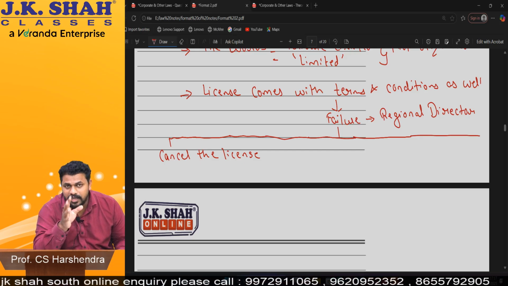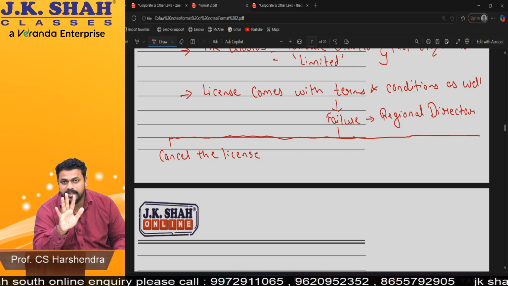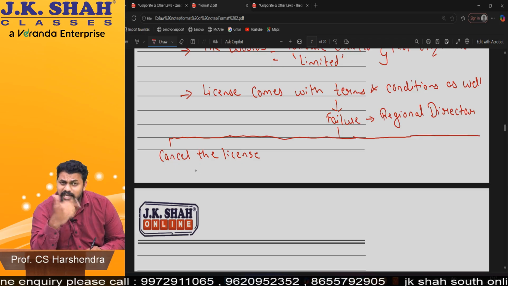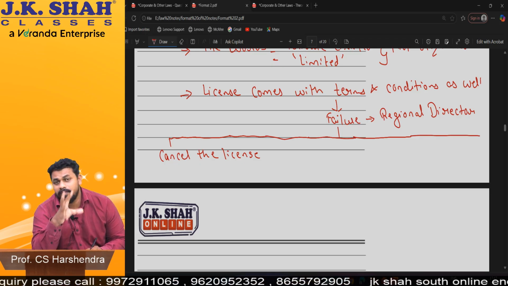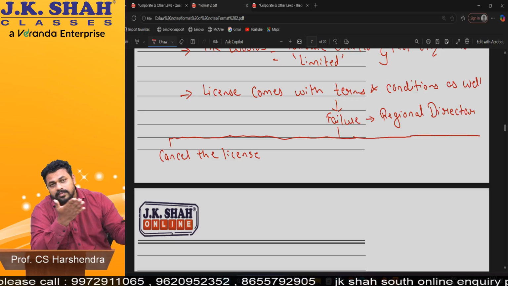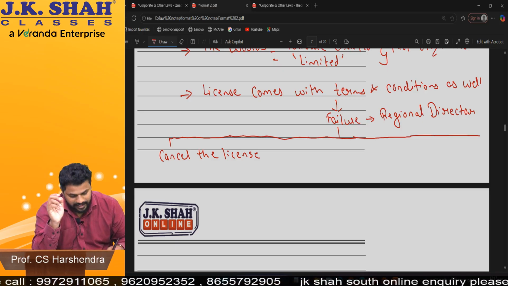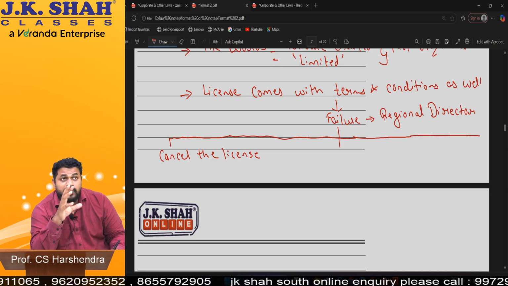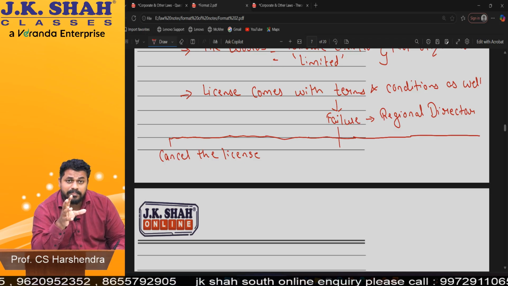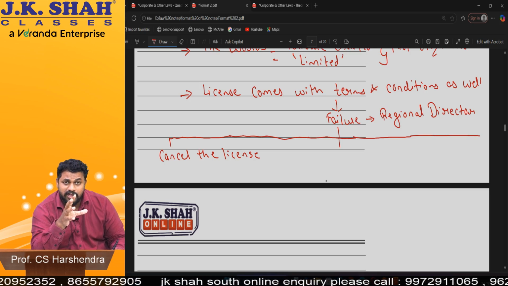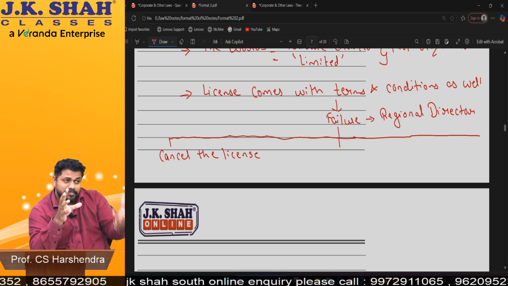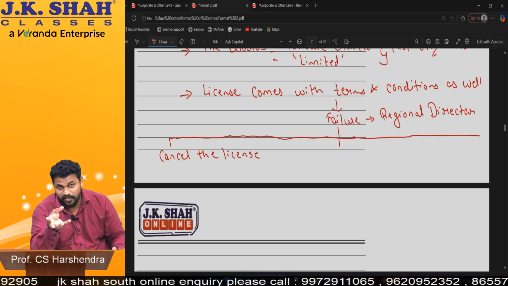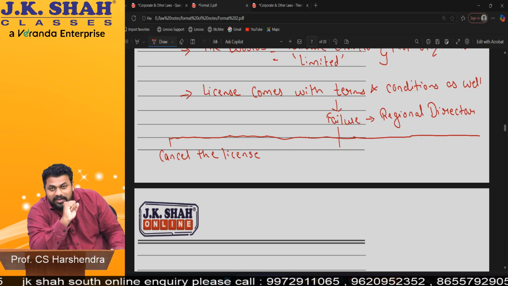Now what is the penalty and all? I'll write it later, don't worry. So first is they can cancel the license. The RD will cancel the license, declare you a profit making company, and cancel all the exemptions given to you. Am I clear with this thing? Second, in case it is found that you formed the company to do fraud. From one side you formed the company and took the benefits, exemptions, and you are also making profits. You are cheating the government.